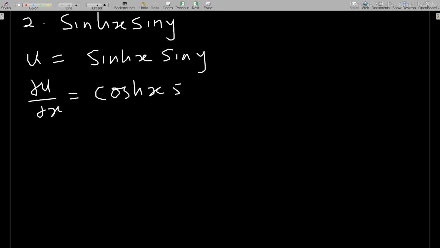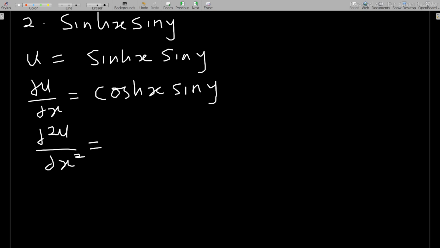Okay, then you keep your constant. This time the sine y becomes a constant. Then you continue to the second derivative, del squared u del x squared, which will also be equal to... there is no x in the sine y, so we just concentrate on the cos x. When you differentiate cos x with respect to x, you get minus sine x.